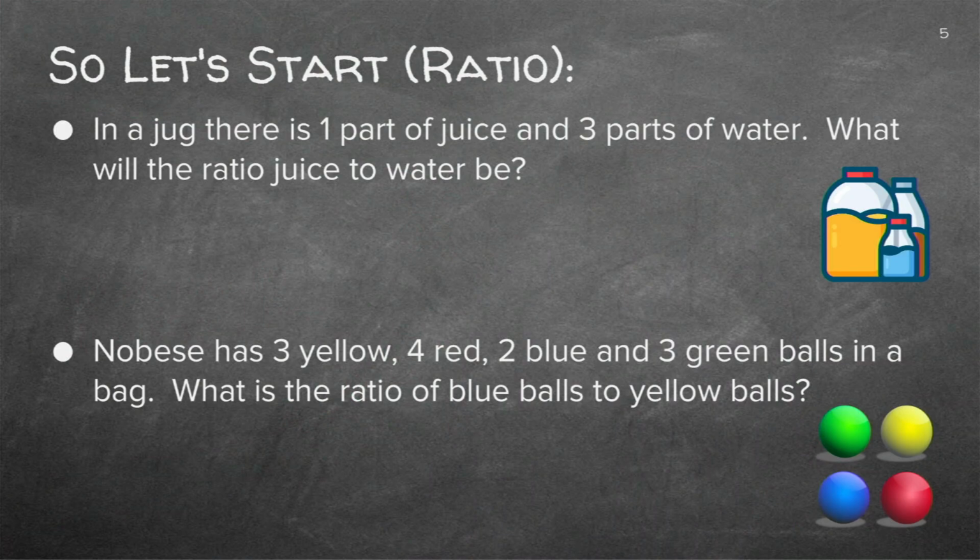In a jug, there is 1 part of juice and 3 parts of water. So the ratio between the juice and the water will be, how many parts of juice do I have? 1. Remember, I used the colon, and that tells people that's a ratio. So, for instance, when you use km for kilometer, people know you're talking about distance. Now we're using the colon, which tells people you're talking about ratio. How many parts of water do we have? 3. So the ratio of juice to water will be 1 to 3.